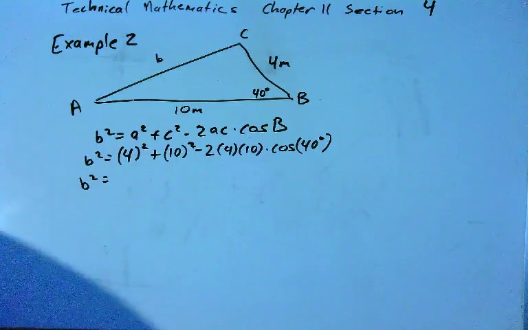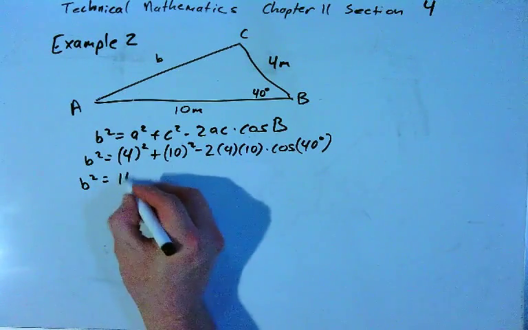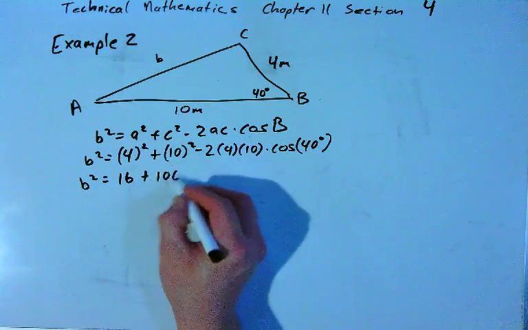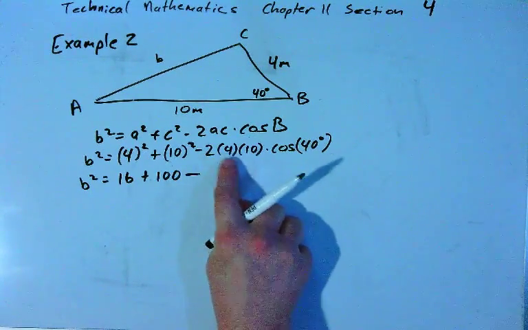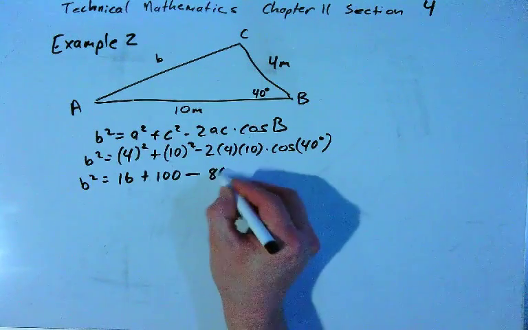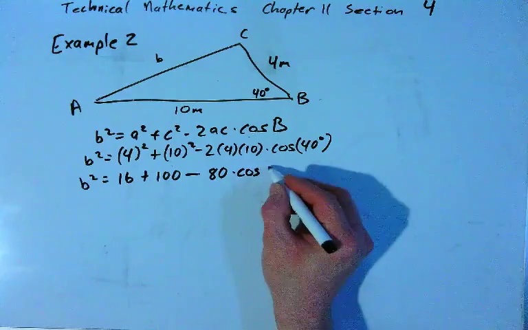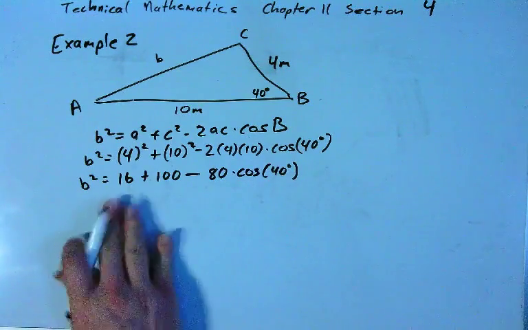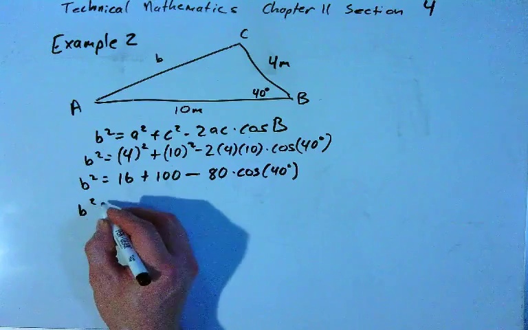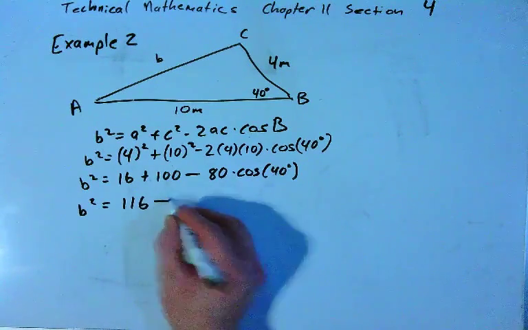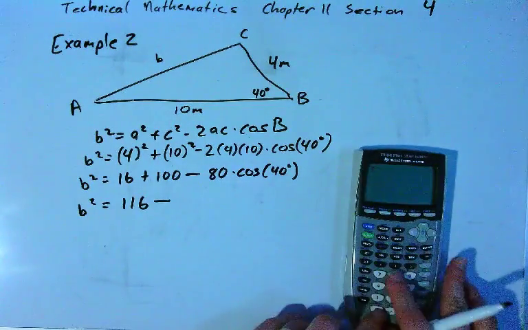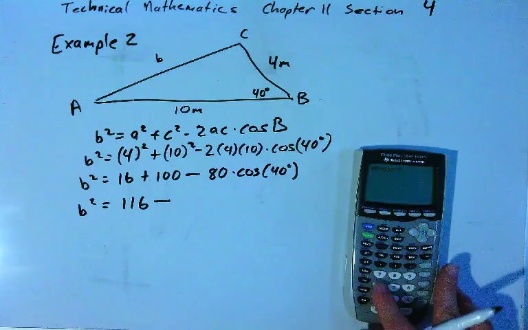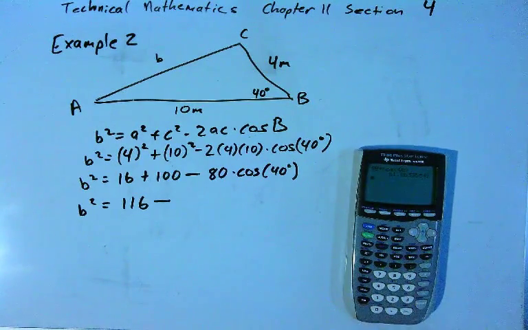And so we'll probably want to take this one step at a time. 4 squared is 16. 10 squared is 100. And we're minusing 2 times 4 times 10. So 2 times 4 is 8, times 10 is 80, times the cosine of 40 degrees. Okay, and so 16 plus 100 is 116. And we're subtracting 80 times the cosine of 40 degrees. I'll need my calculator for that. So 80 times the cosine of 40 degrees, close parentheses, we get 61.28.